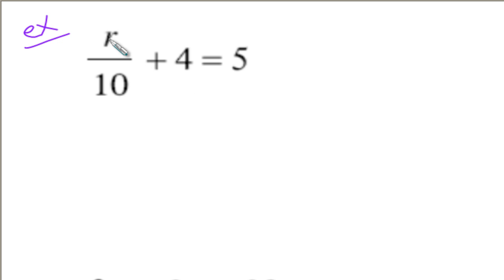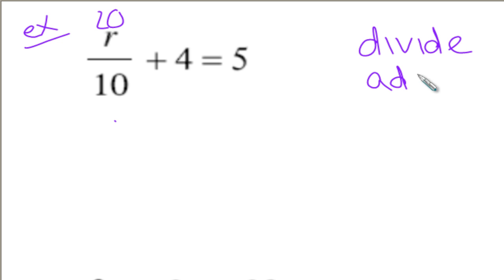So if I were to plug in a value for r and actually work this problem out, what operation am I going to do first? If I plug in a 20 up here, what am I going to do first? I'm going to divide first because it's over 10. So following order of operations, I would divide first, and then I would add. Is everybody okay with that for order of operations?